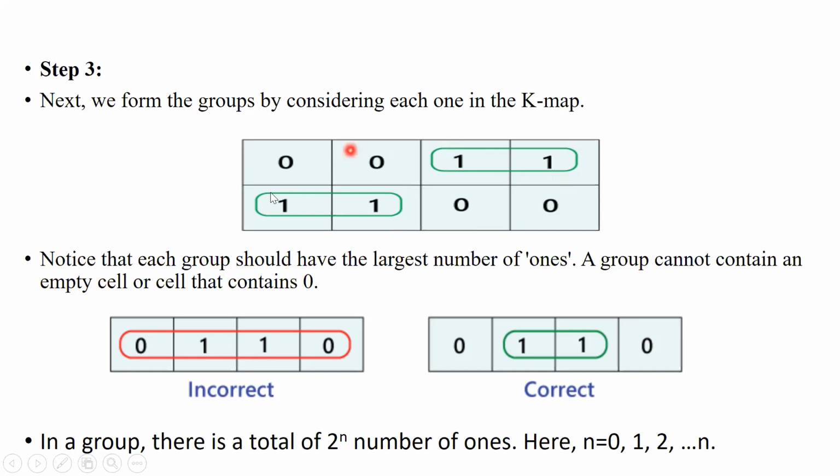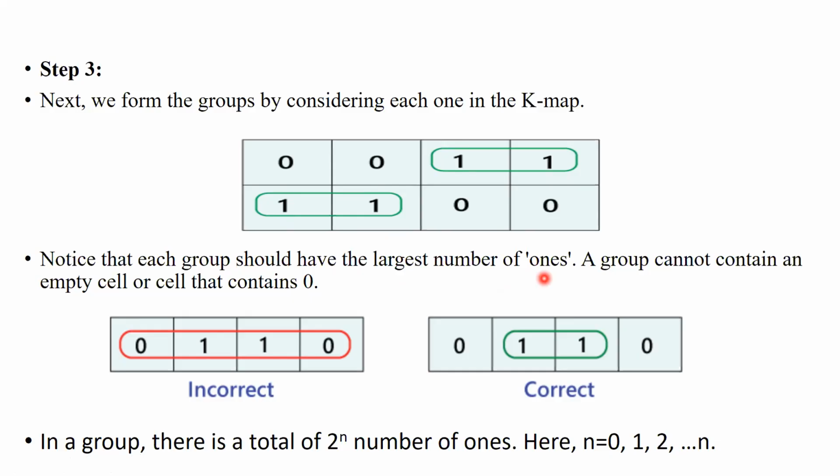I have to make groups. In this entry, I have to make groups which have the largest number of ones. Now this grouping of ones is again in terms of 2 raised to something only. So 2 raised to 0 is 1, 2 raised to 1 is 2, so 1, 2, 4, 8, the grouping will be like this.